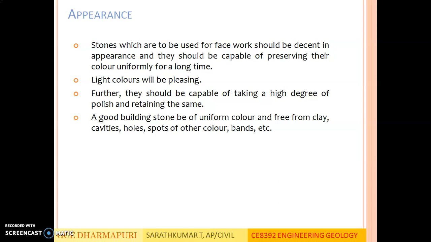A good building stone should be of uniform color and free from clay, cavities, holes, spots of other colors, bands, etc. So it should be very light in color, and once you do any polishing on its surface, it should retain the polishing for a long time, and it should be free from any cavities, holes and other colors.